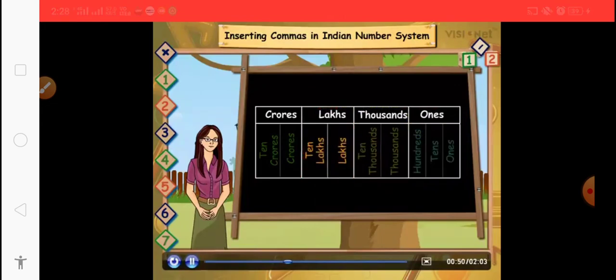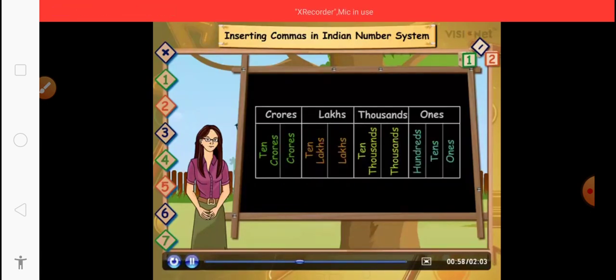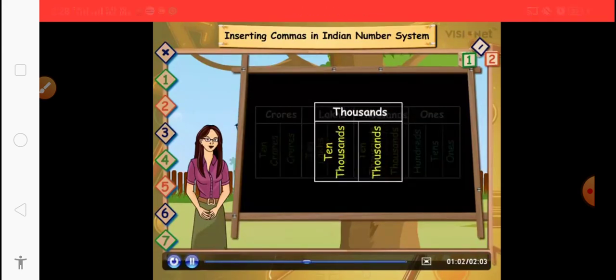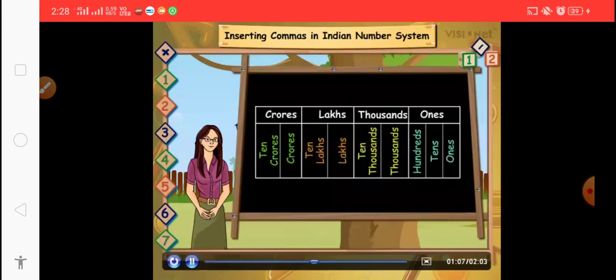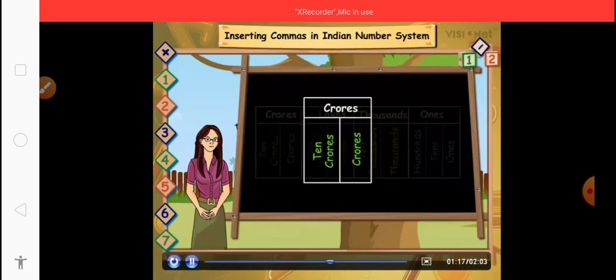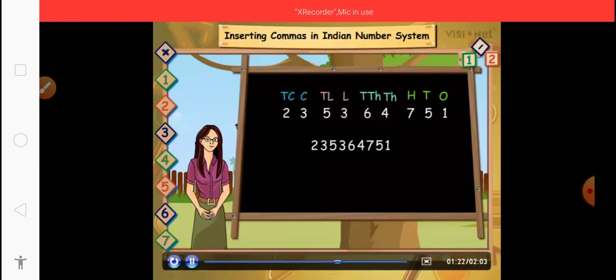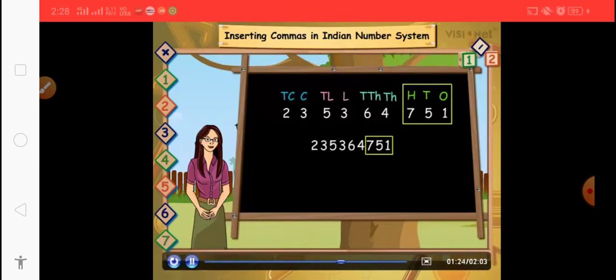As you see, the ones period is divided into three sub-columns: ones, tens and hundreds. Similarly, thousands period is divided into two sub-columns: thousands and 10,000s. Now look at the lakh and crores periods. They are also divided into two sub-columns as lakhs, 10 lakhs, crores, 10 crores. Now what do we do? Now in a number we put commas after each period.